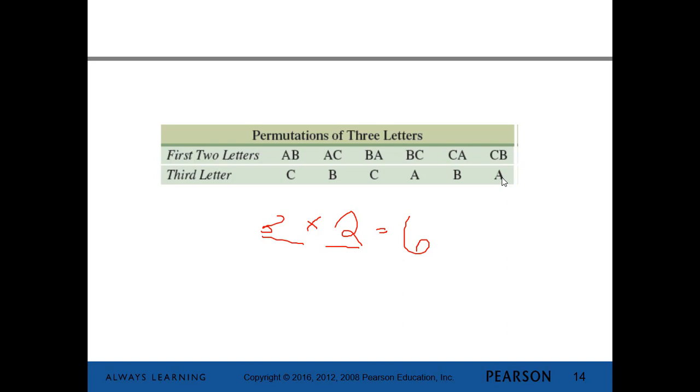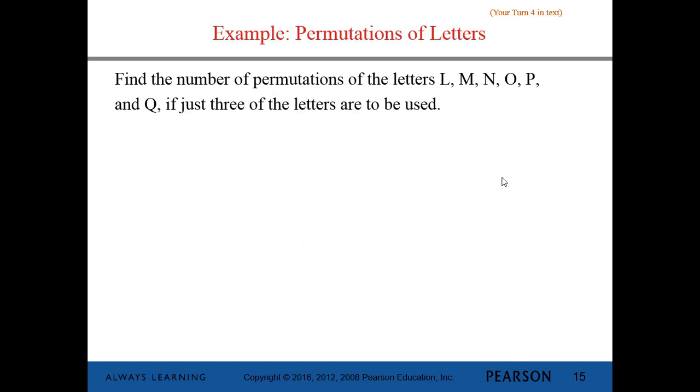So now, we want to find the number of permutations of the letters L, M, N, O, P, and Q if just 3 of the letters are used. Okay, so we can use the permutation formula, but again, it'll be a lot easier just to set up your lines. So we're picking 3, right? We're choosing 3 out of what? Out of the 6 letters.